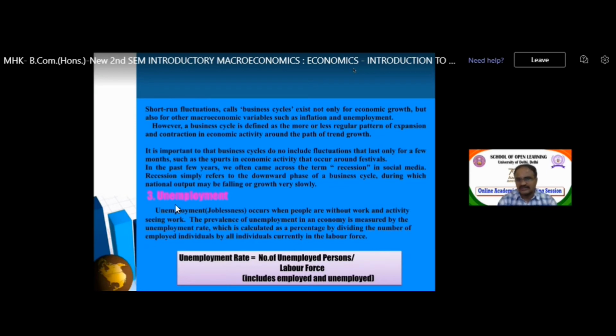How can you calculate it? Unemployment rate is the percentage obtained by dividing the number of unemployed individuals by all individuals currently in the labor force. Suppose unemployment rate is equal to the number of unemployed persons divided by the labor force. Labor force means both employed and unemployed persons. So the number of employed and unemployed persons together is the labor force.